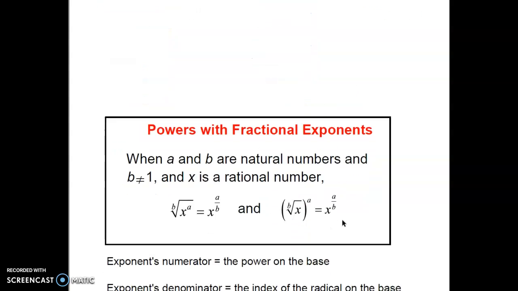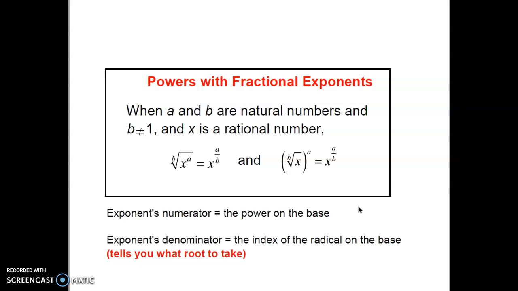Okay? So now how about powers with fractional exponents that are not like 1 over 3? How about if it's like 2 over 3, where the numerator is a number other than 1? Okay, so when a and b are natural numbers, so 1 to whatever, and b is not 1, and x is a rational number. So we know rational numbers. So let's look here. So x to the power of a over b, so a fractional exponent.